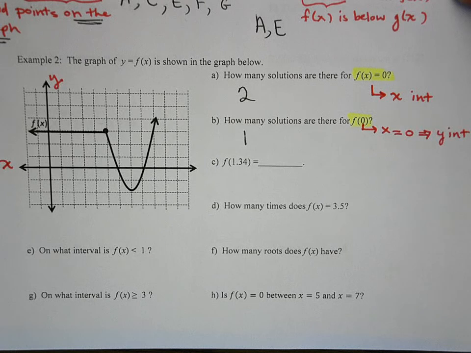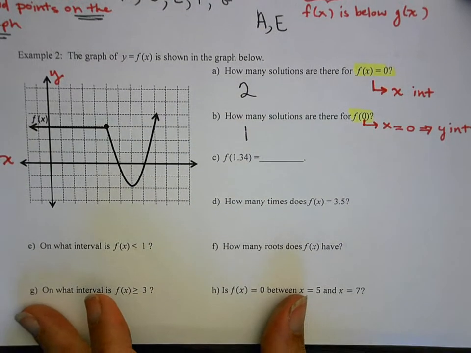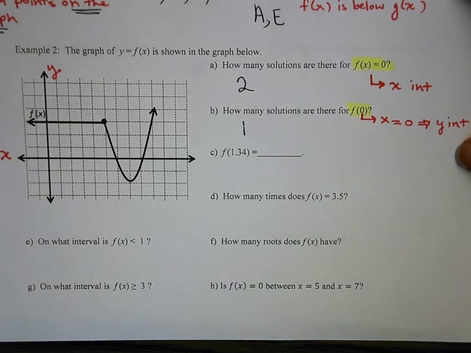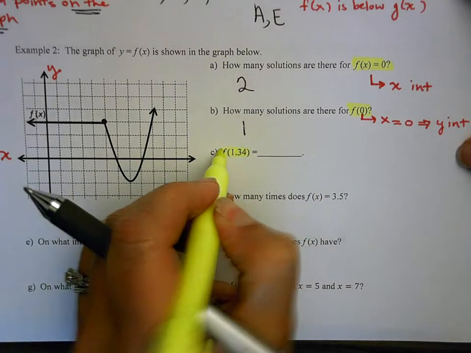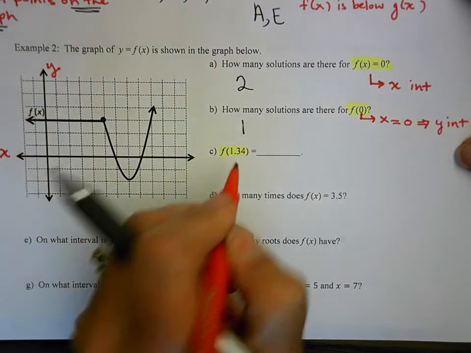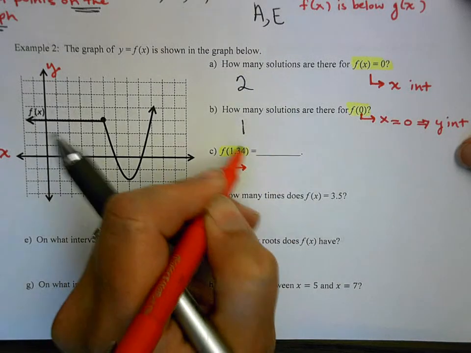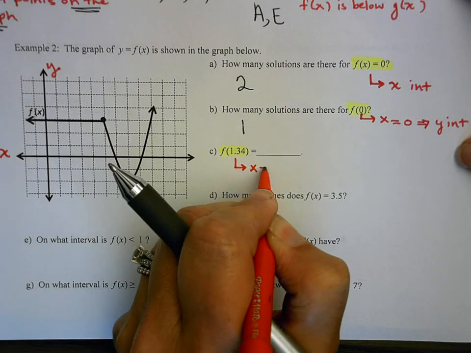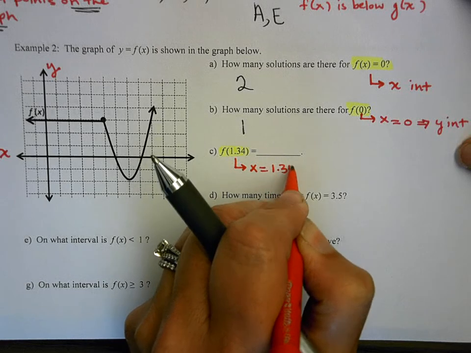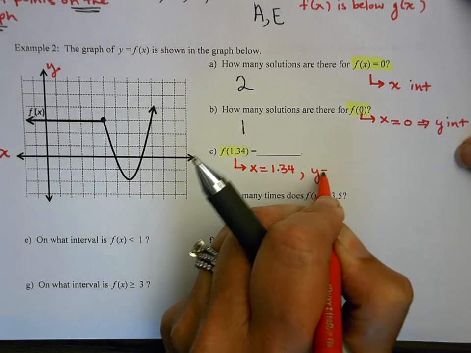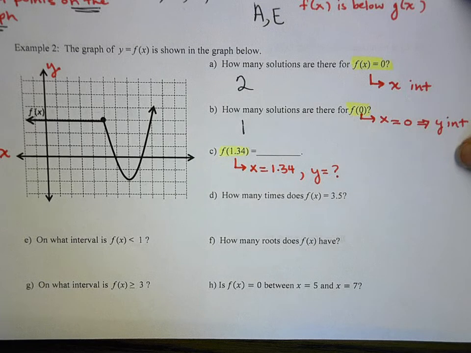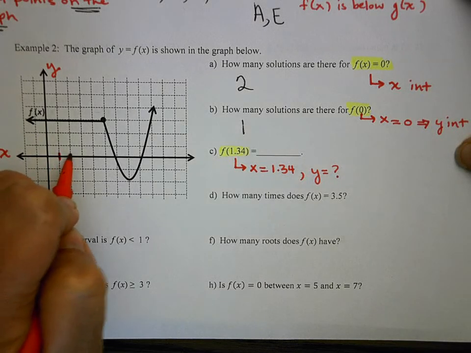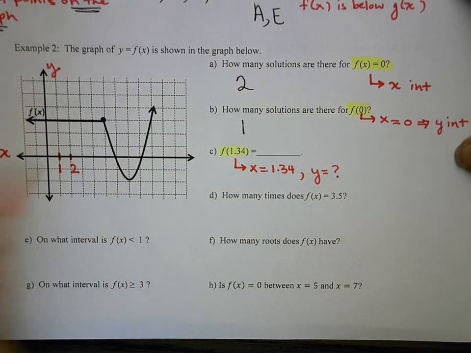Okay. All right, and then for question C, f of 1.34, they want to know what is that equal to? Again, that's your x value, whenever we put that in that grouping there. So that means when x is equal to 1.34, then what would y equal? That's what that's asking, okay? Well, I don't know exactly where 1.34 is, right? But I know this is at 1, this is at 2. So 1.34 is somewhere between 1 and 2.